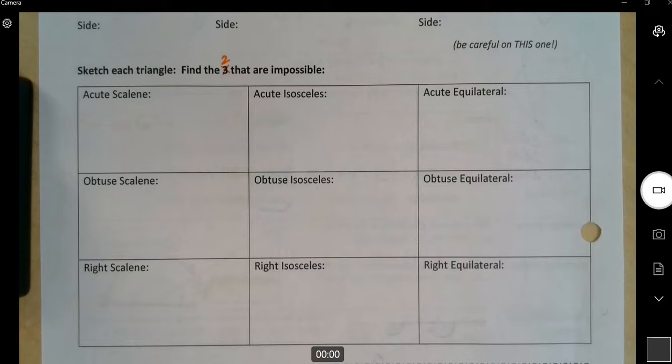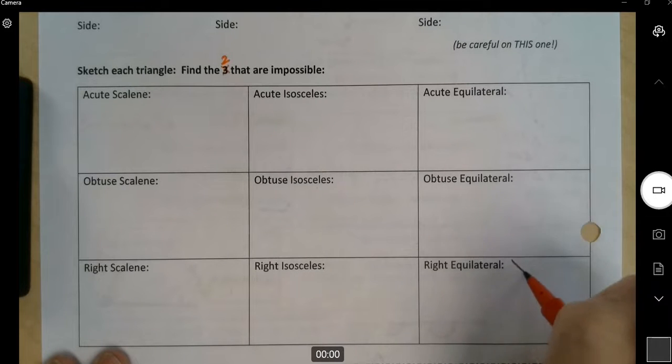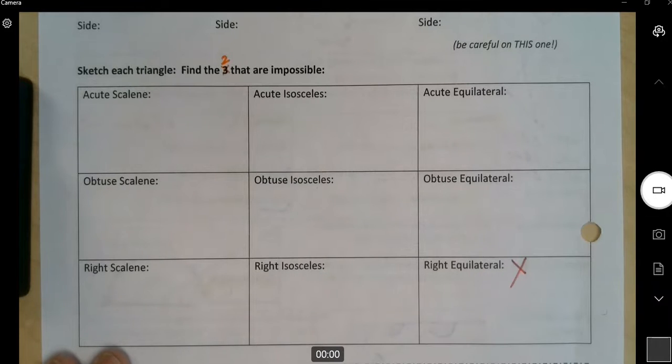Olivia, wait a minute. There you go. Okay, so right equilateral would not be possible because if you were to have three right angles, the shape would have to be classified as a square because those angles would be congruent at that point.